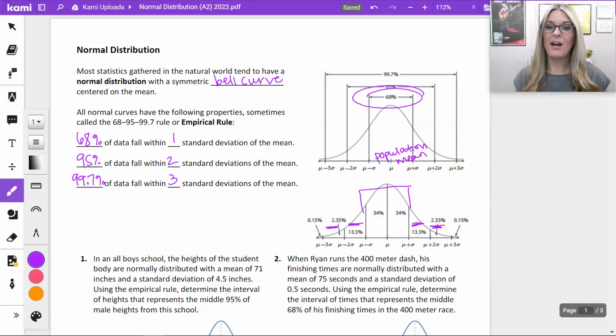And so we talked about up here 99.7%. There's still a tiny little bit that doesn't fall in. On each side, we have 0.15 of a percent, a very, very small minority that falls outside of three standard deviations below and above. So those are just some values for you to reference as you answer questions.